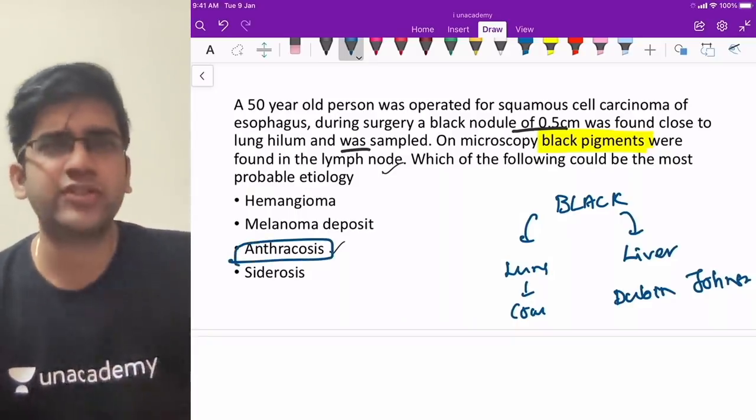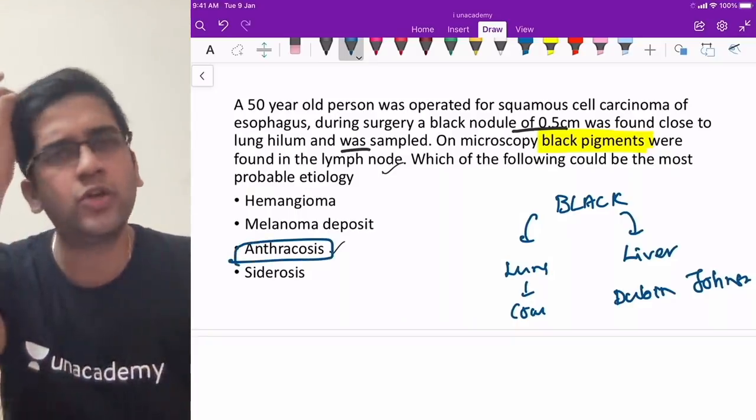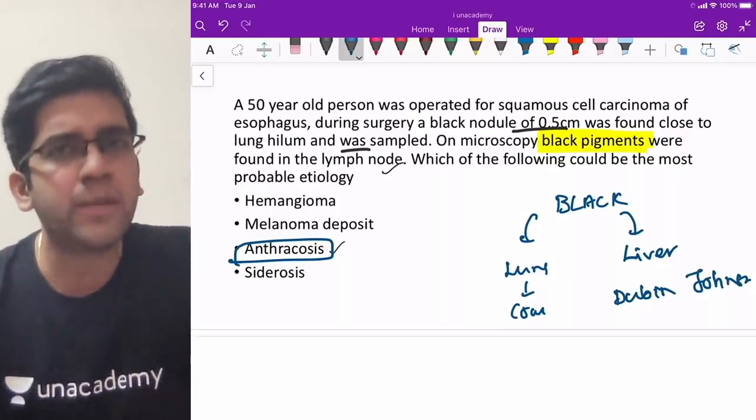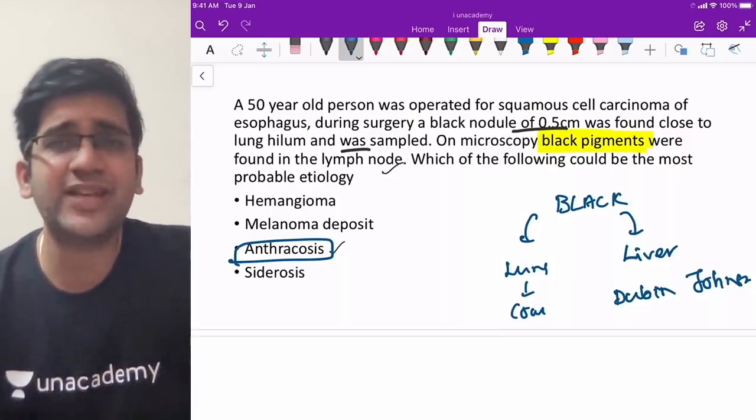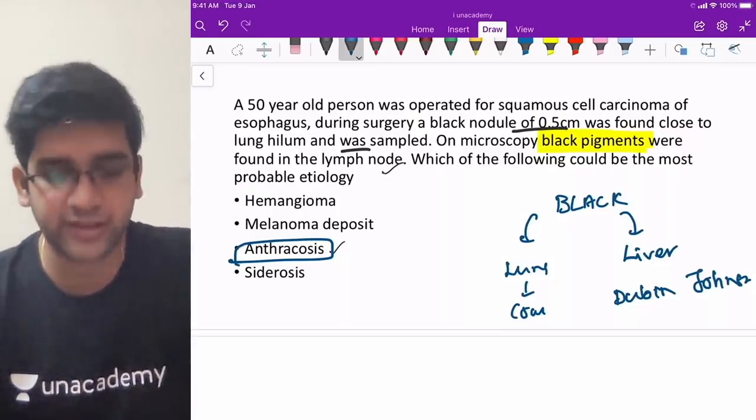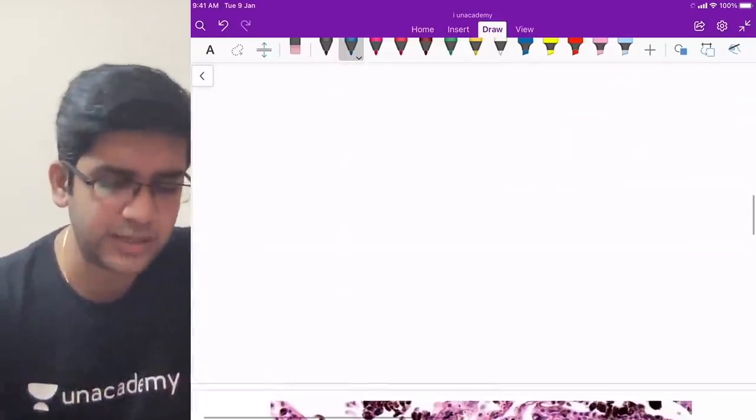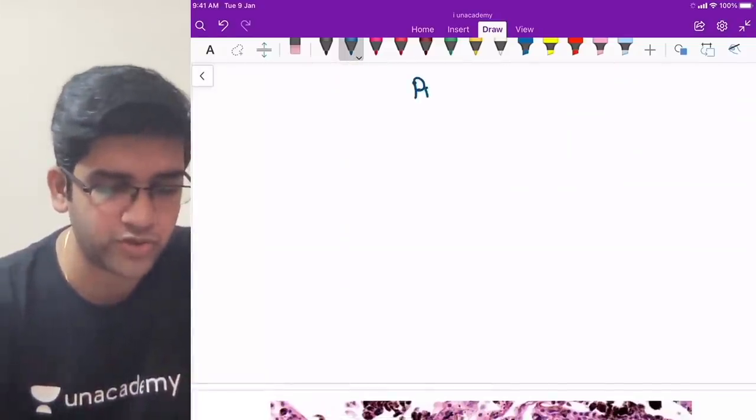So anthracosis is a type of pneumoconiosis. I may not put it into pneumoconiosis because you and me also can have it. It's a very, very innocuous condition. It's not going to cause anything, right? So we will spend a little bit of time discussing pneumoconiosis here.